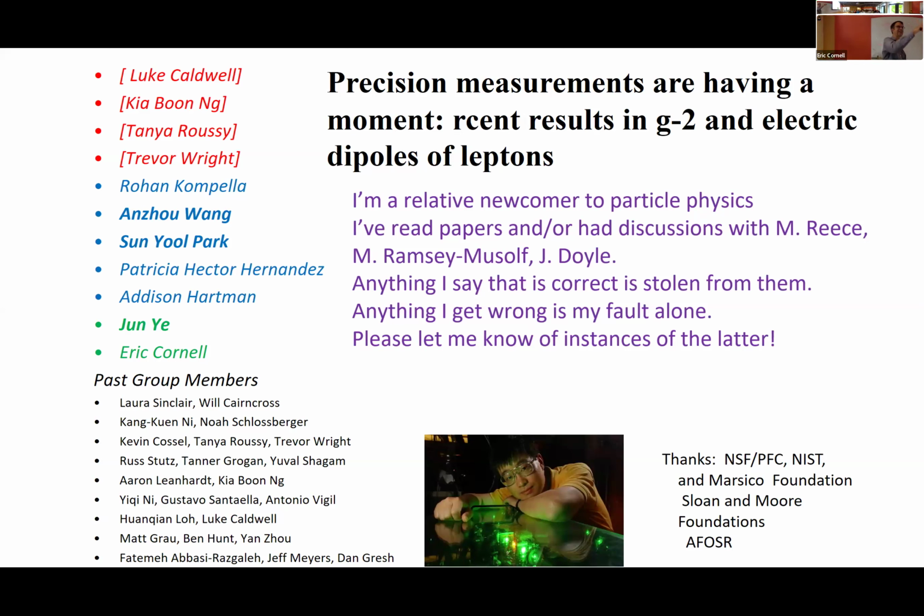But I'm basically saying, John Doyle taught me a lot of things. Matt Reece here at Harvard read papers from Rancy Bulsoff. If I get it right, it's because of them. And if I get it wrong, it's because of my own inadequacies. But let me know if I do get it wrong.